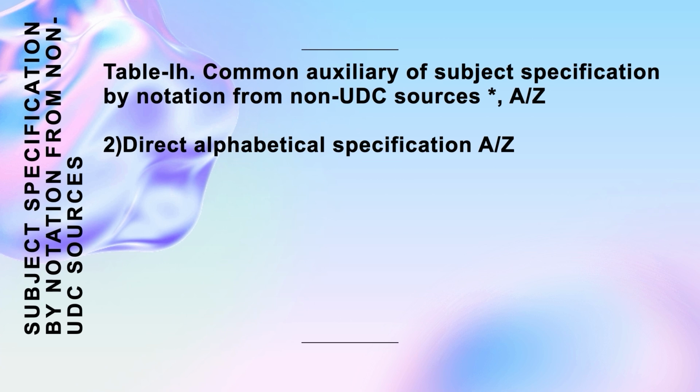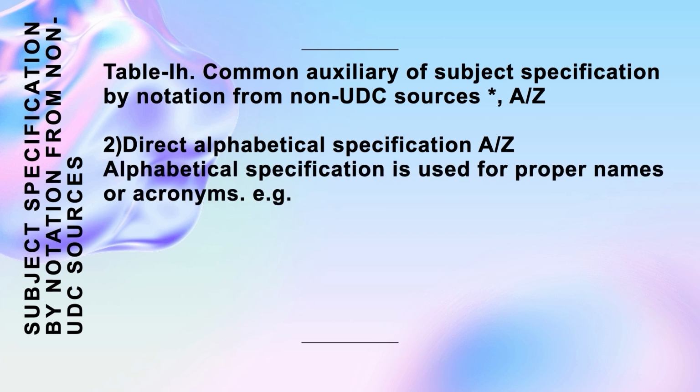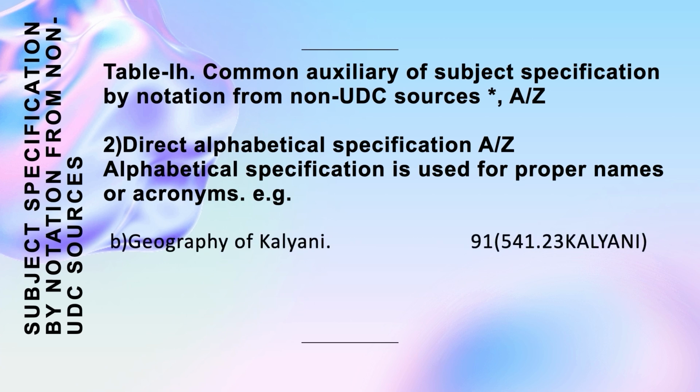Next, another part in a non-UDC source, that is capital A to Z, that is direct alphabetical specification A to Z. Alphabetical specification is used for proper names or acronyms. Suppose a subject of a book is Geography of Kalyani. So the class number will be Geography, that is 9-1. Then Kalyani is basically a town or place of West Bengal in India. So 541.23 for West Bengal.